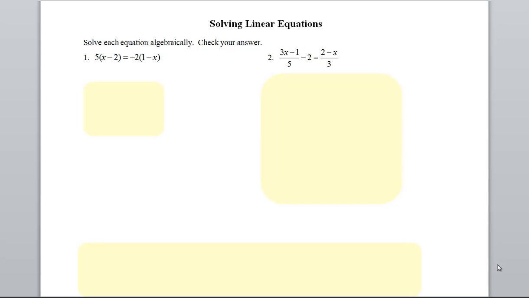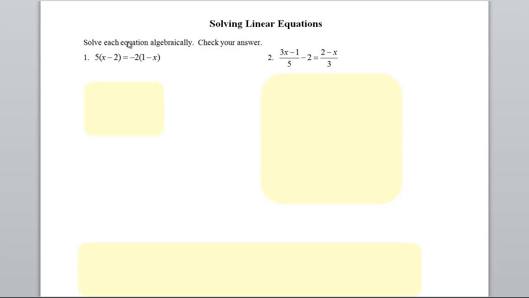Now we're going to be solving linear equations. I know you've done this in the past, but we've got to do it again. So we're going to solve each equation algebraically, which means by hand, and then we're going to check the answer, preferably on the calculator because it's quicker.